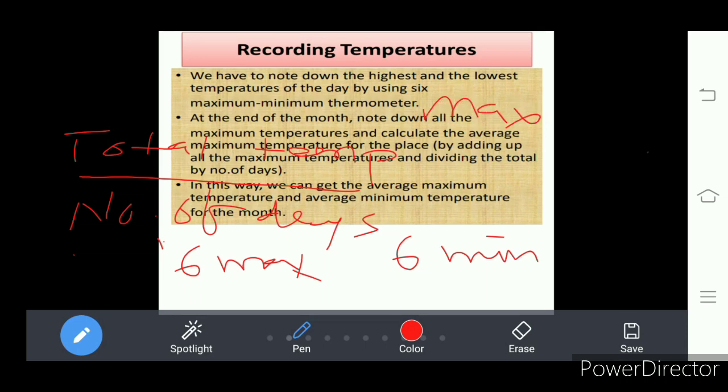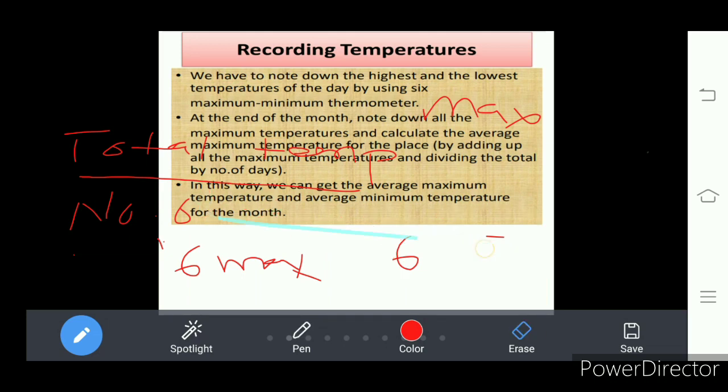One time, maximum temperatures we have to add, and we'll get the total maximum temperature, and that total maximum temperature should be divided by the number of days. Then what do you get? We get the average maximum temperature for that place. Similarly, minimum temperature also we should take for 15 days.